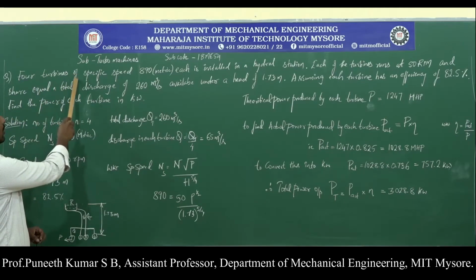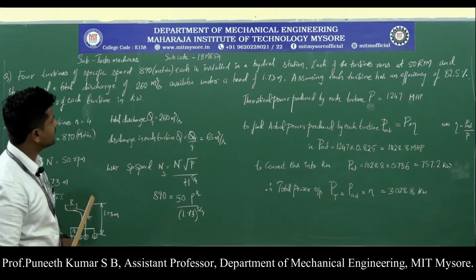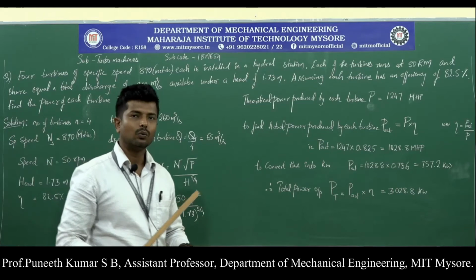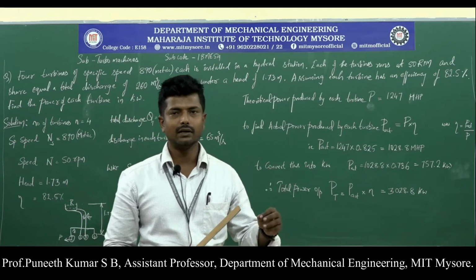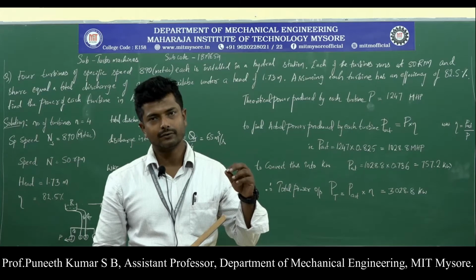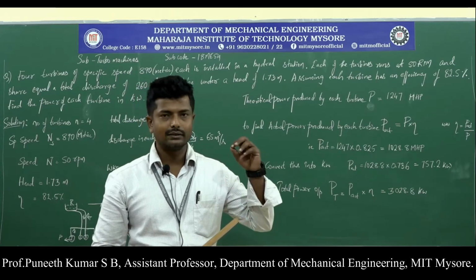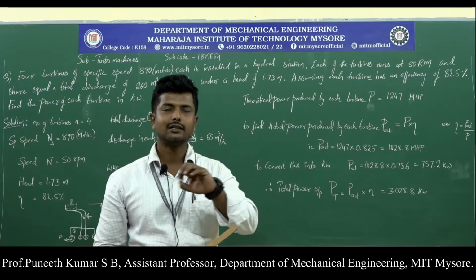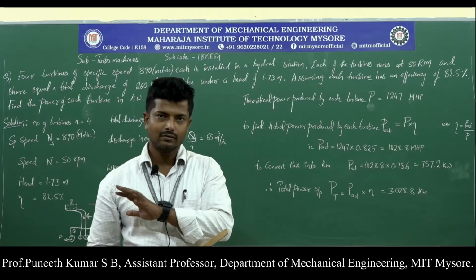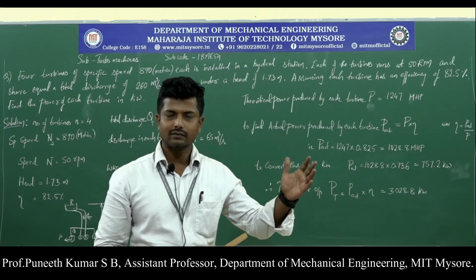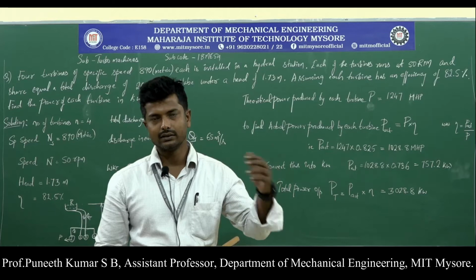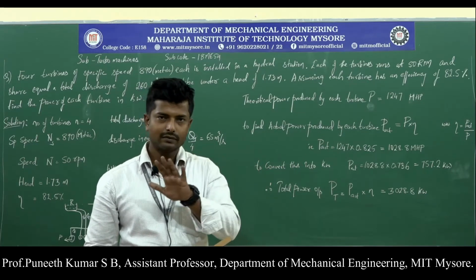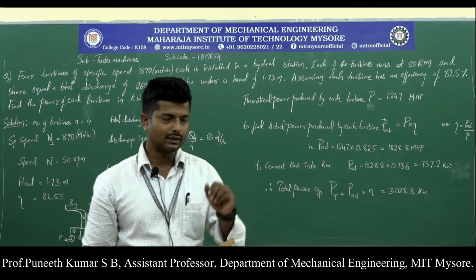Four turbines of specific speed 890 metric. In the earlier classes we have already discussed what is specific speed of a turbine and what is specific speed of a pump. In the specific speed of a turbine, power is the most significant thing. In the same way, for a pump, the business end of the pump is flow rate, that is Q. For a turbine, it is power. So this is the difference between specific speed of a pump and turbine.